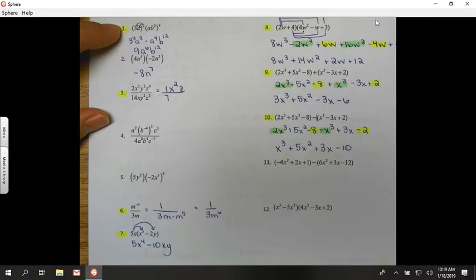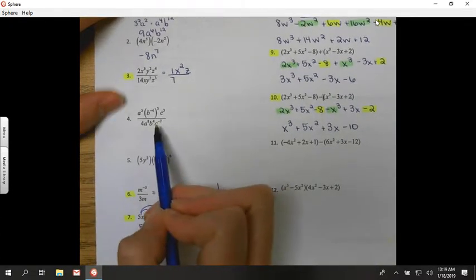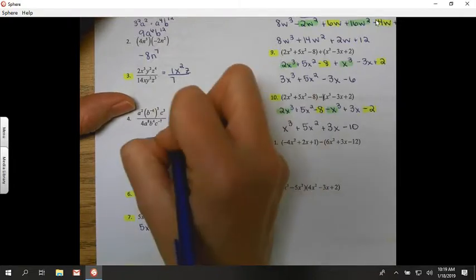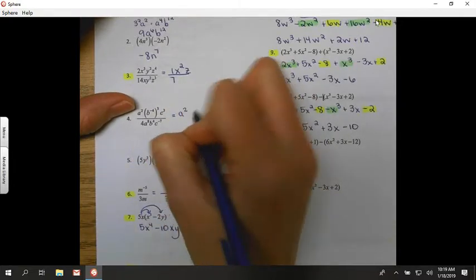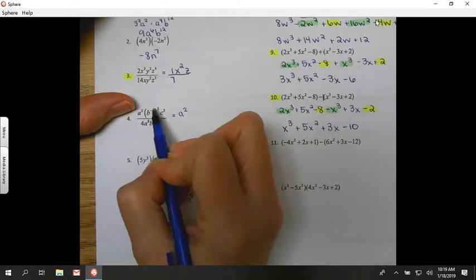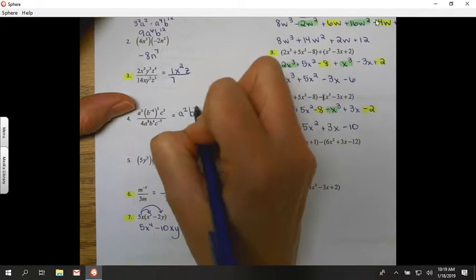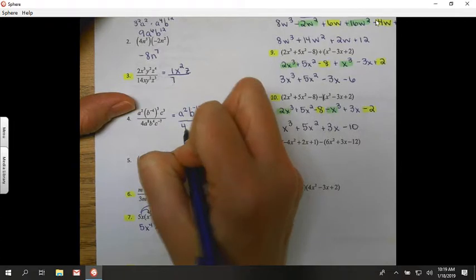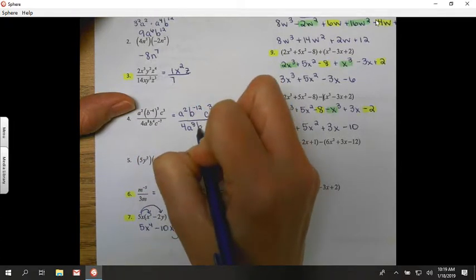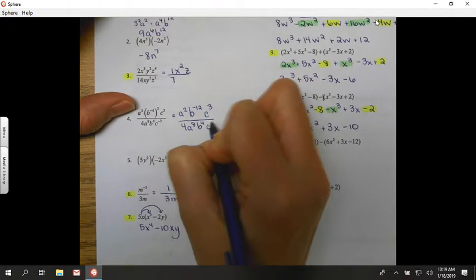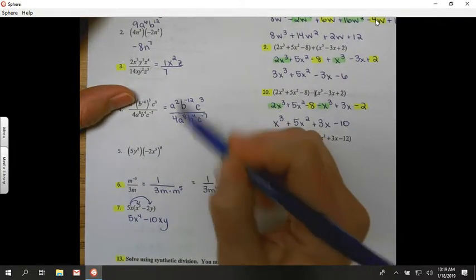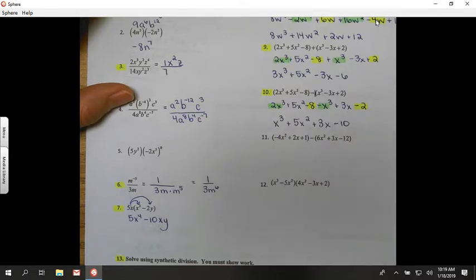Okay. Down here in number 4, because I have a power to a power, I'm going to need to take care of that one first. So a squared stays the same. But I have b to the negative 4th being raised to the 3rd. Power to a power tells me I multiply, so I'm going to get b to the negative 12. And then I have c cubed over 4a to the 8th, b to the 4th, and c to the negative 7. All right, so now I'm going to go ahead and reduce my like terms.